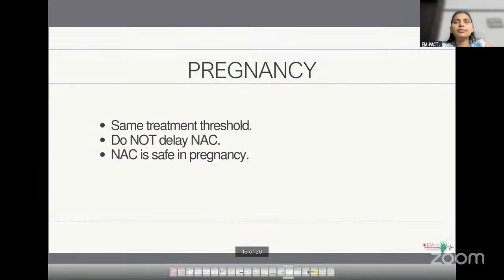And just think, what about our patient, that lady? She was pregnant. How will you treat that girl? The treatment will be the same. Same NAC therapy with the same dose, because NAC is safe in pregnancy. NAC can cross the placenta, but it will protect the baby and the mother.